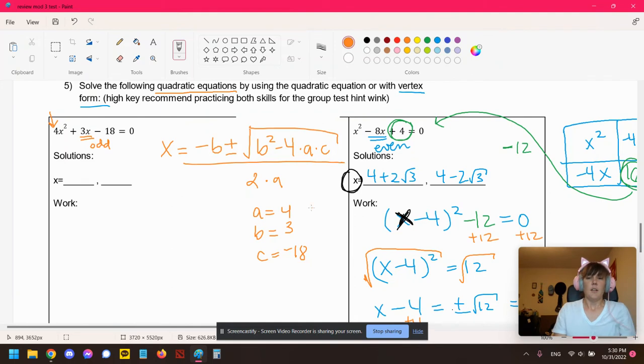How did I know that? The a is the number in front of x squared, the b is the number in front of x, and the c is the number that's on the back.